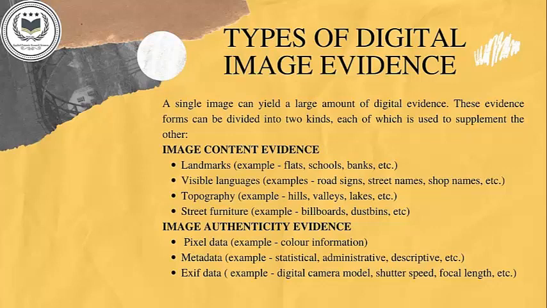The next kind of evidence is image authenticity evidence, which helps to give evidence like color information as pixel data, statistical and administrative description knowledge regarding metadata, and digital camera models, shutter speed, focal length as EXIF data.